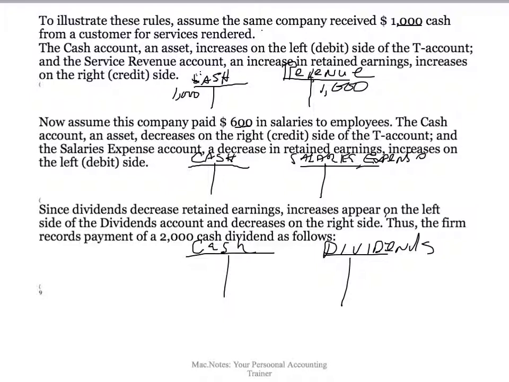Now, let's assume we paid salaries to our employees. Two accounts again: cash, because we paid cash, and salary expense. Well, cash goes down, so we record that on the right-hand side, or credit. And expenses go up, and we always debit the expense. Lastly, if we paid dividends, well, we would have paid cash, so our cash would have gone down, credit $2,000, and dividends went up, debit $2,000. You will notice, in each case, equal debits and equal credits.